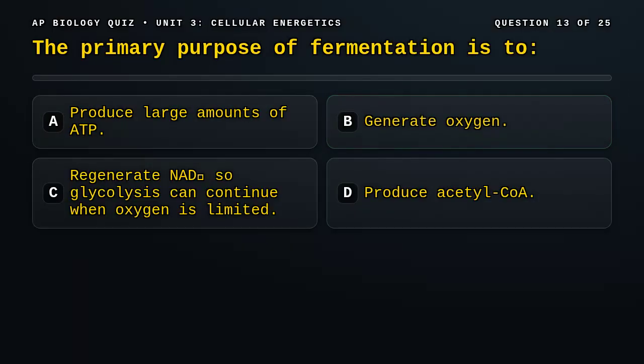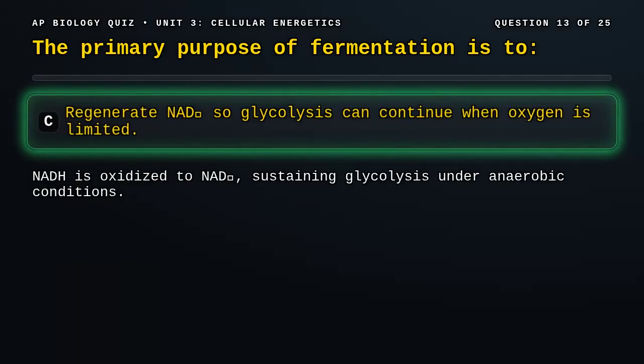Question 13. The primary purpose of fermentation is to A. Produce large amounts of ATP, B. Generate oxygen, C. Regenerate NAD+, so glycolysis can continue when oxygen is limited, D. Produce acetyl-CoA. Correct answer C. Fermentation pathways recycle NADH to NAD+, allowing glycolysis to produce ATP anaerobically.